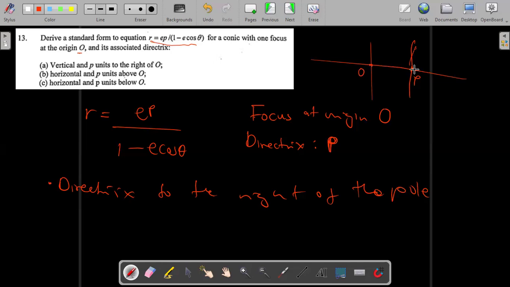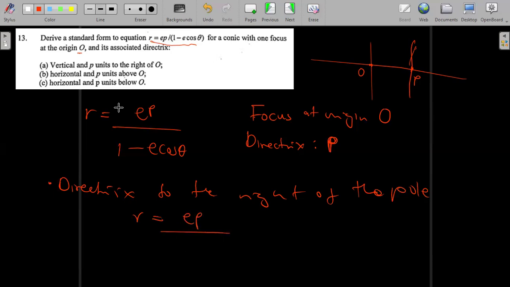So from one focus, there is the directrix, and that would be at P. So this here, we're saying it's a directrix that is to the right of the pole. And in polar coordinates this is given as r equals ep over, and since it's to the right, the sign here will be positive, showing that it's to the right. Then you have e cos theta.